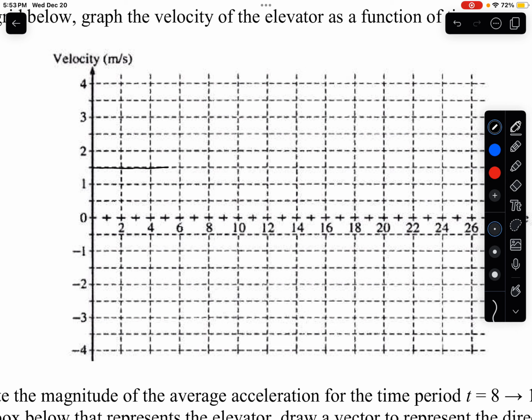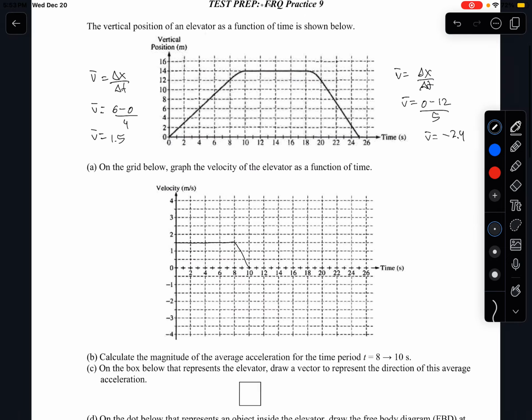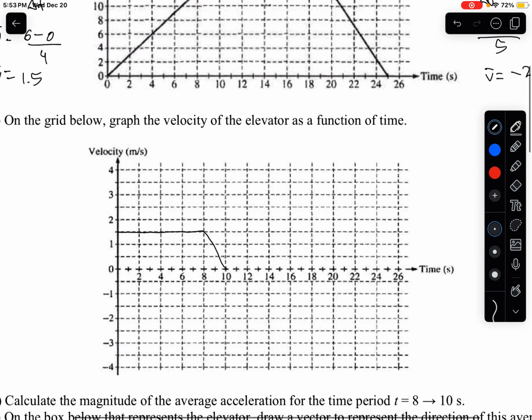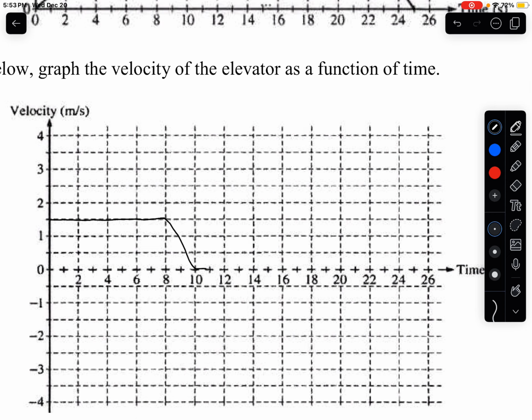And then I'm just going to graph this at 1.5. So from 0 to 8, the velocity is 1.5, which stays constant. Since 1.5 is the velocity all throughout 0 through 8, that's why it's the average velocity. And then it goes from that to no velocity, because it's not moving, so there's no velocity.